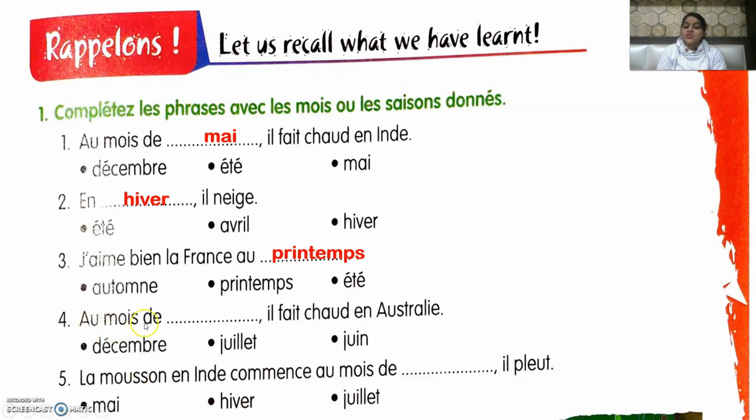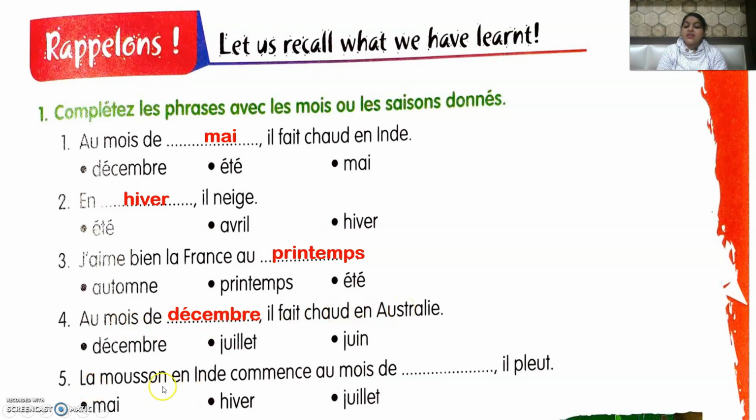Then fourth one, it's written: au mois de dash il fait chaud en Australie. That means in the month of dash it's hot in Australia. So in which month is it hot in Australia? That is décembre. So we will write down au mois de décembre il fait chaud en Australie.